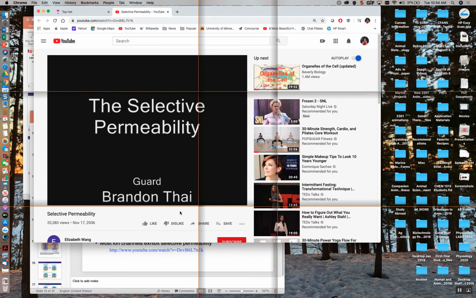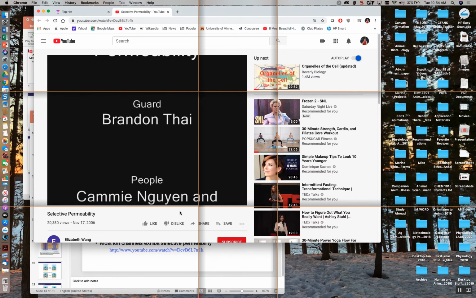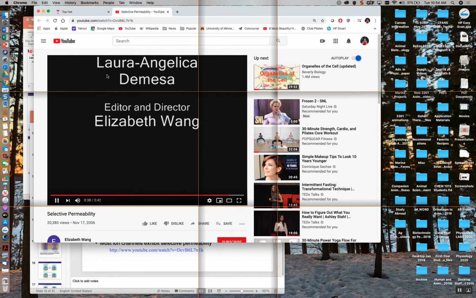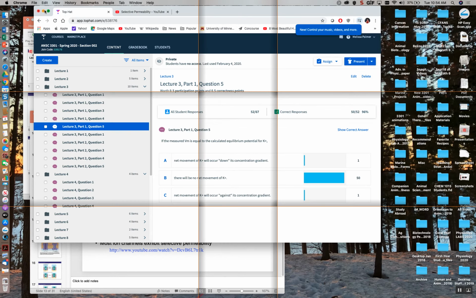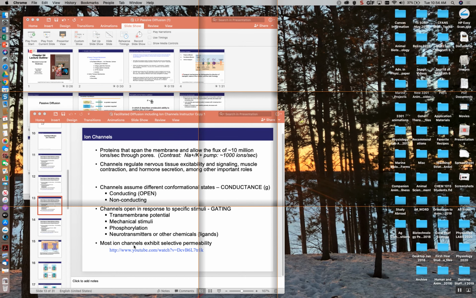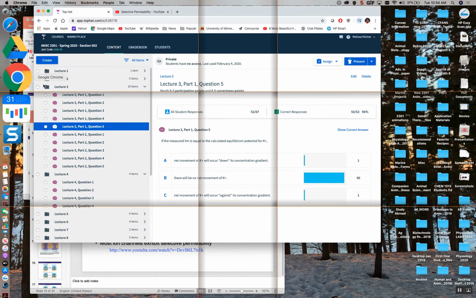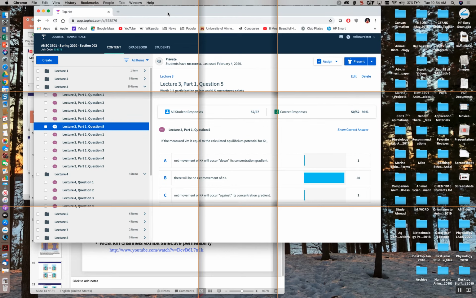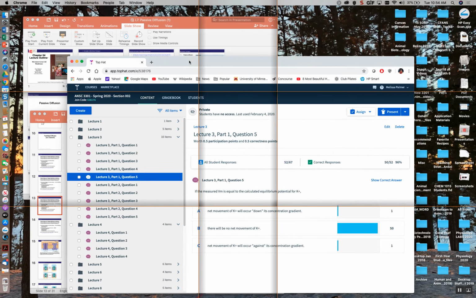So anyway, that's selective permeability. Basically, when we're talking about selectivity, you're allowing for one molecule to move across the membrane, but you're not allowing for a different type of molecule to move across the membrane. So highly selective ion channels, like voltage-gated sodium channels, we're going to learn a little bit about their biophysical properties.